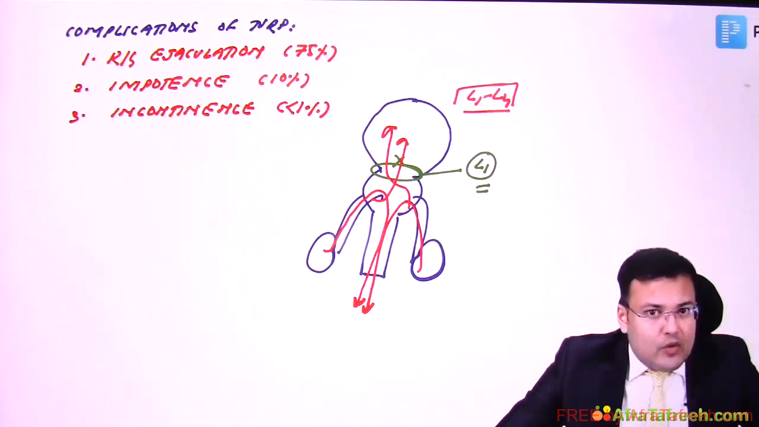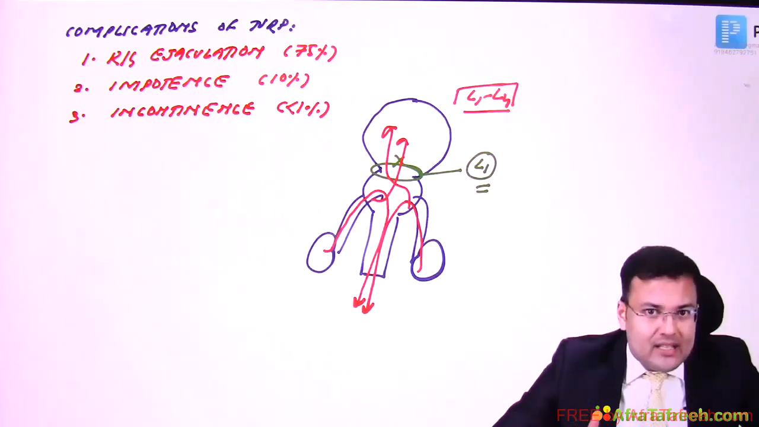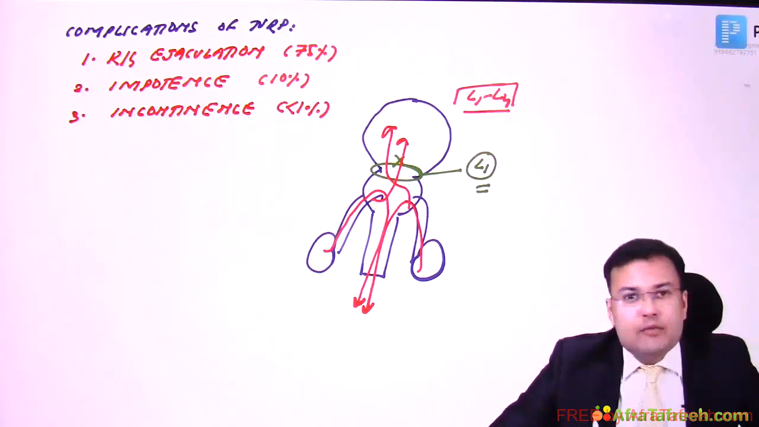To prevent this, whenever we are performing bilateral lumbar sympathectomy, at least L1 should be preserved from one side.